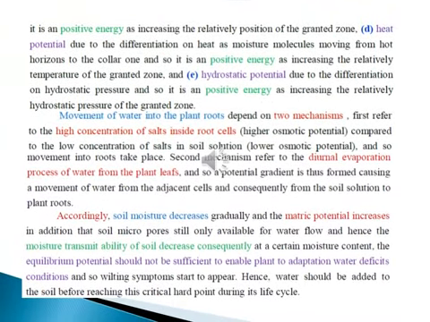Movement of water into the plant roots depends on two mechanisms. The first mechanism refers to the high concentration of salts inside the root cells compared to the low concentration of salt in the soil solution, and so movement into roots takes place, while the second mechanism refers to the diurnal evaporation process of water from the plant leaves, and so the potential gradient is transformed, causing a movement of water from the adjacent cells and consequently from the soil solution to the plant roots.